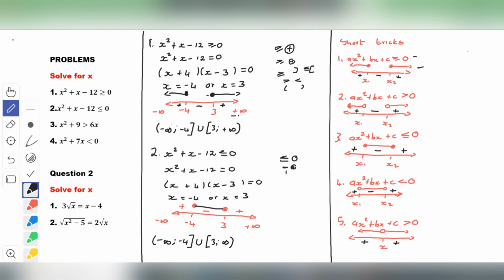And then the third short trick, it's what? Whenever you have ax squared plus bx plus c, which is less than or equal to 0, if you have positive, negative, and positive, the line that you're going to draw on the number line is here, which is from x1 to x2, right? And then for question 4, that's how it is, and also for question 5.